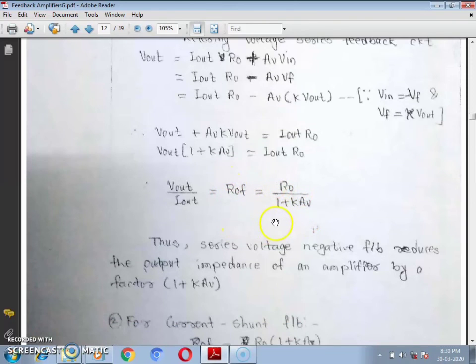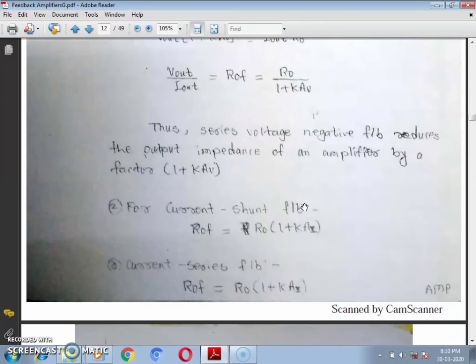From this expression, it is seen that the output impedance for voltage series feedback is decreased by a factor of 1 plus KAv. Similarly, for the current shunt feedback analysis and the current series feedback analysis, it is given as Ro times 1 plus KAi, and for current series feedback, Ro times 1 plus KAi.